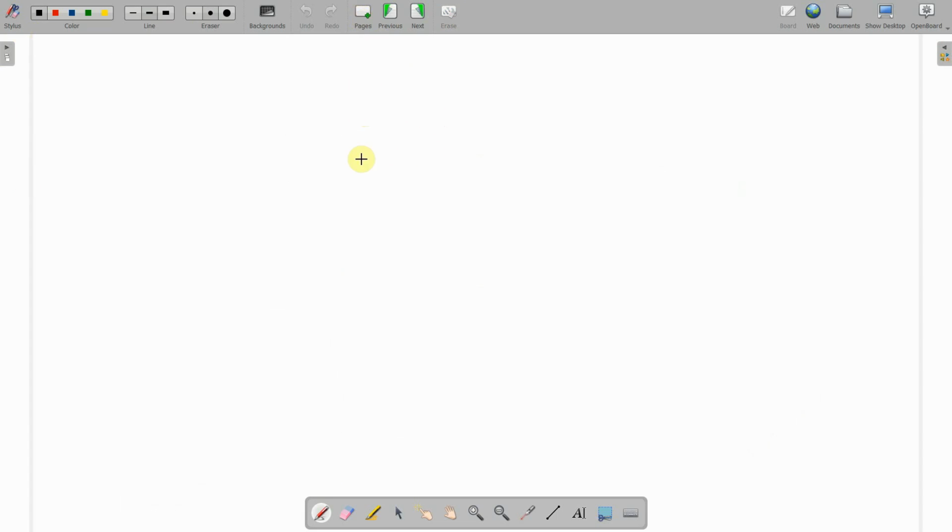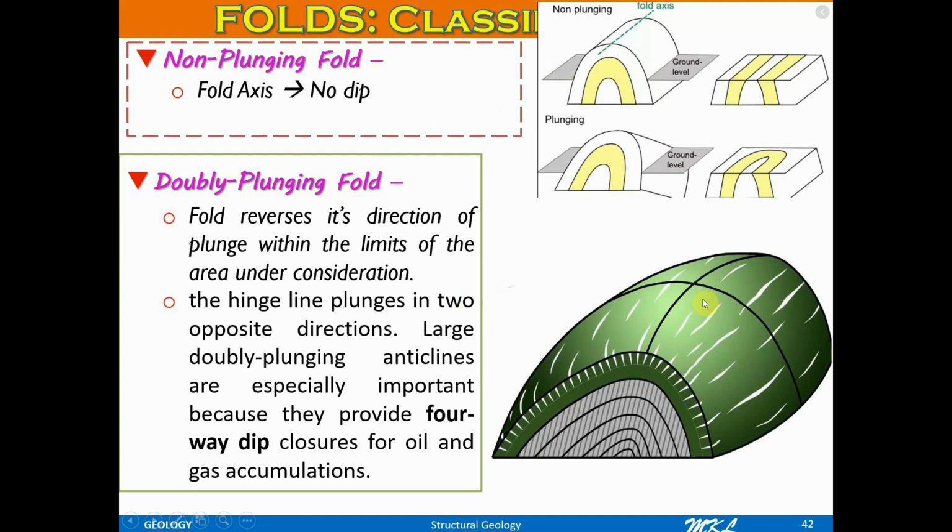My point is that in this type of fold, you can see two opposite plunging directions. One in this direction, another one in this direction. Like this one, see here. If I take this as an axial plane, this fold axis is dipping in this direction, in the front direction. This fold axis is dipping in that direction. It's deviating from the horizontal plane, but plunging in different directions.